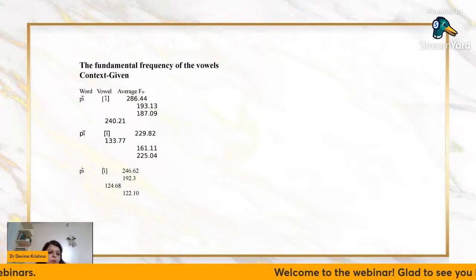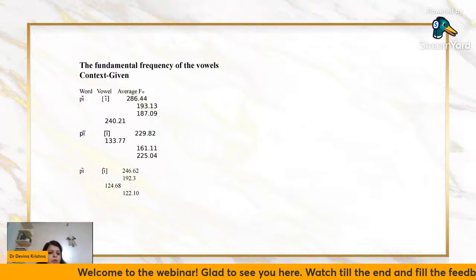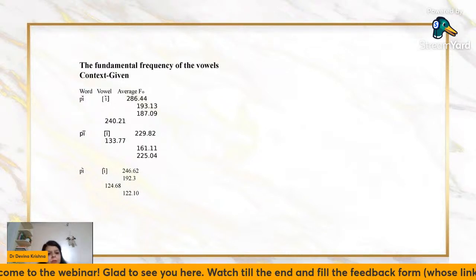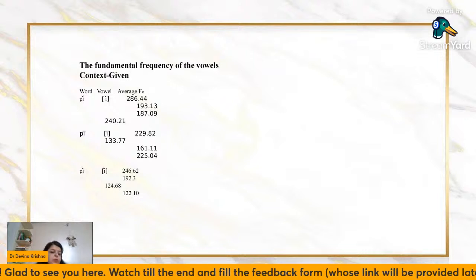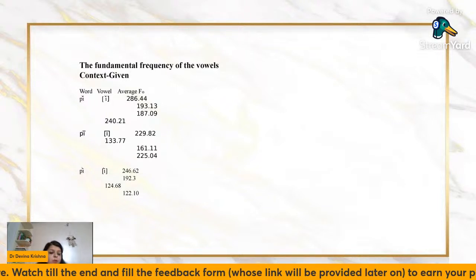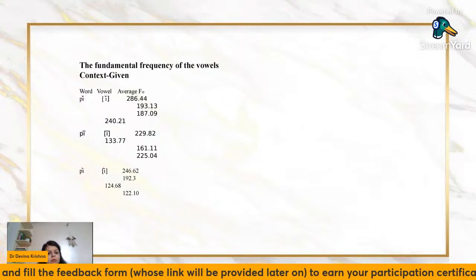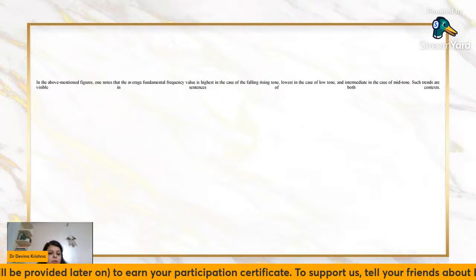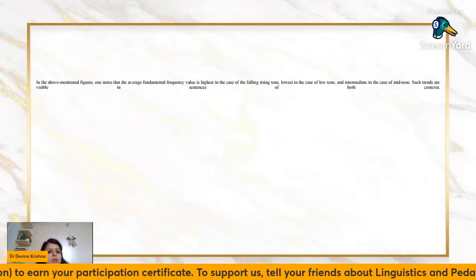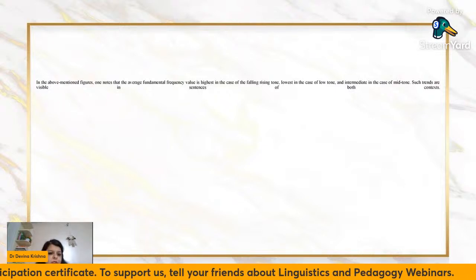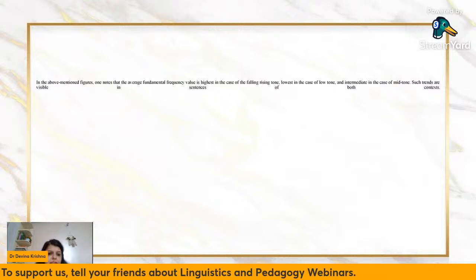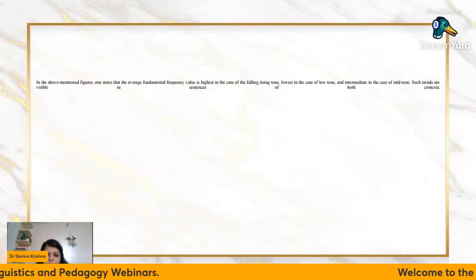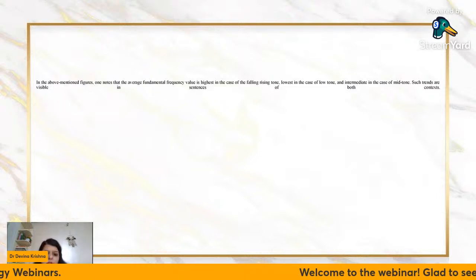So these were the hints, in the context of the framework I had designed. We could see that even the fundamental frequency of the vowels appears as a strong, robust cue for hinting whether a particular language is tonal in character or not. The average fundamental frequency value is highest in the falling rising tone, lowest in the low tone, and intermediate in the mid tone. Such trends are visible in both the contexts.